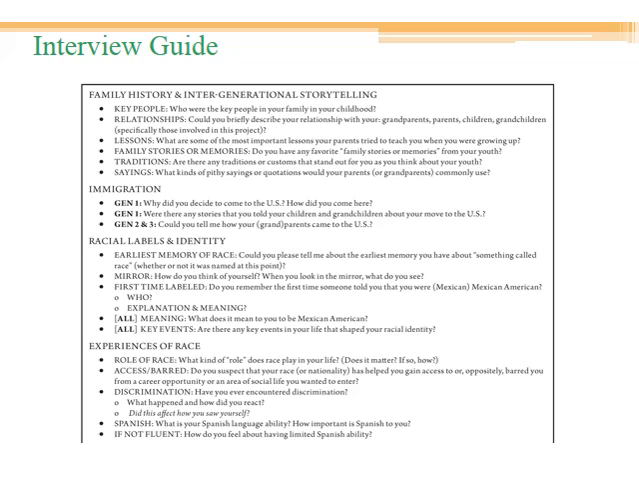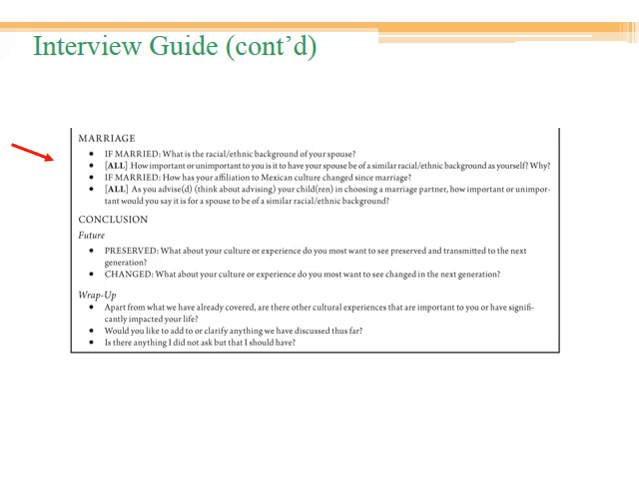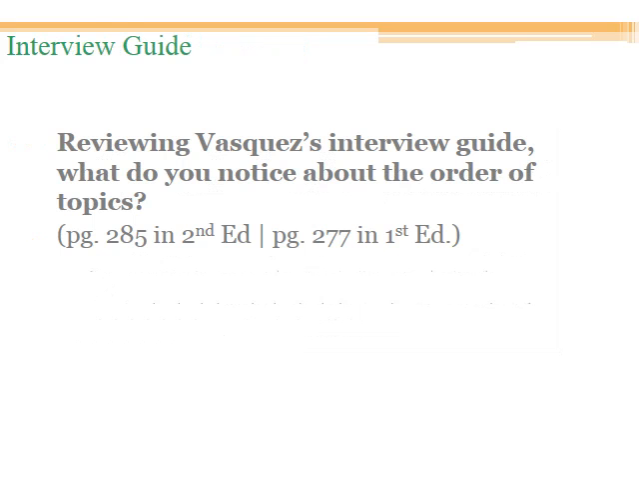Here's Vasca's interview guide. It's organized by broad topics with specific questions. So here you can see that the broad topics she covers include family history, immigration, racial labels and identity, experiences of race, marriage, and then a conclusion. Reviewing Vasca's interview guide, what do you notice about the order of topics? Pause the presentation to review her guide.